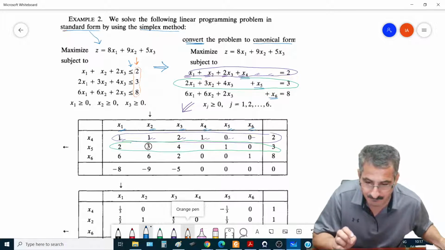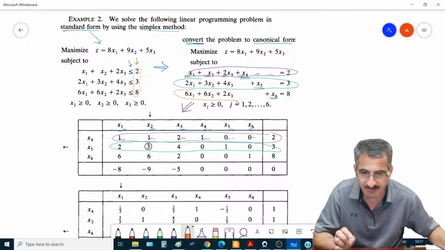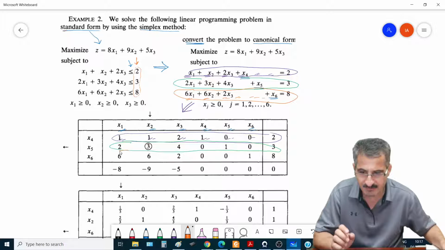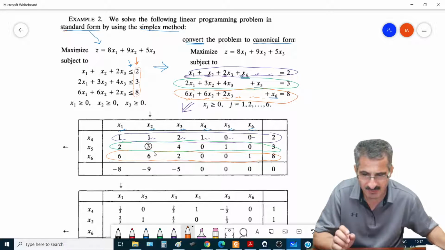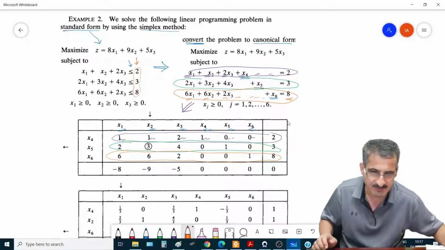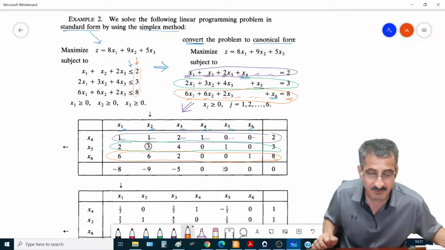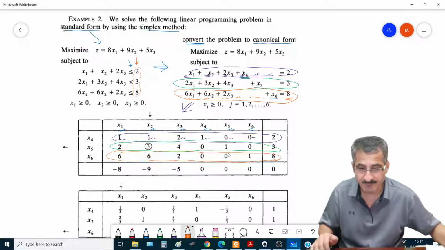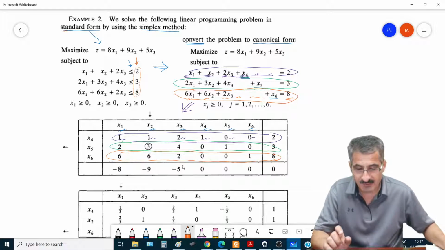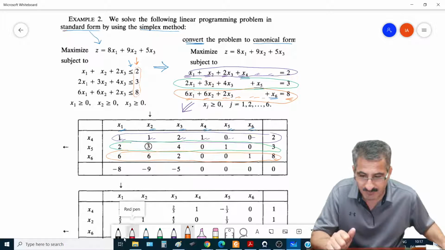Okay? And the third equation, so we have coefficients 6, 6, 2, 0, 0, 1. And then we have in the objective, in this column, we have 8. Okay, now in the last column we have the following.